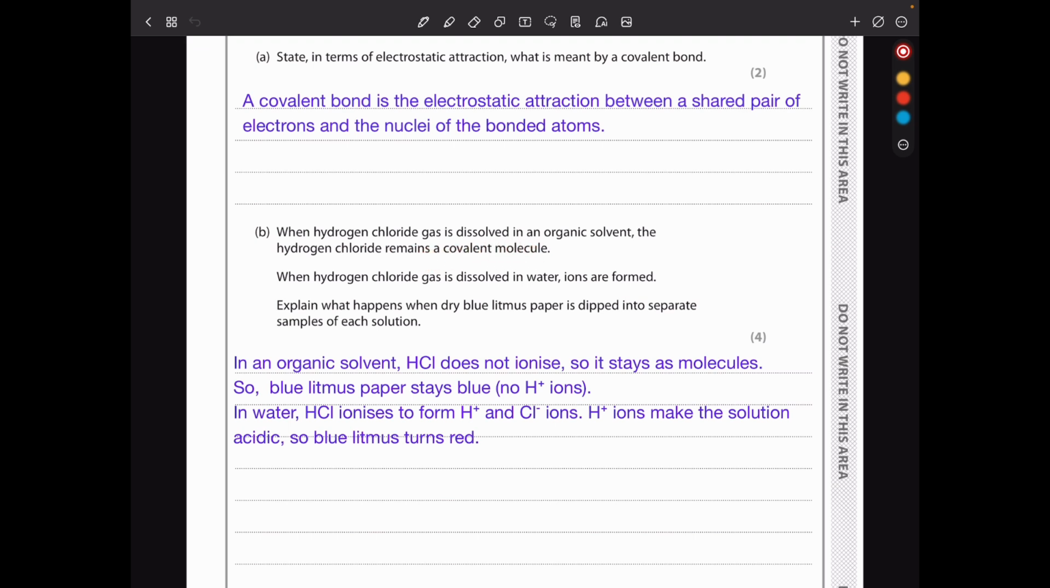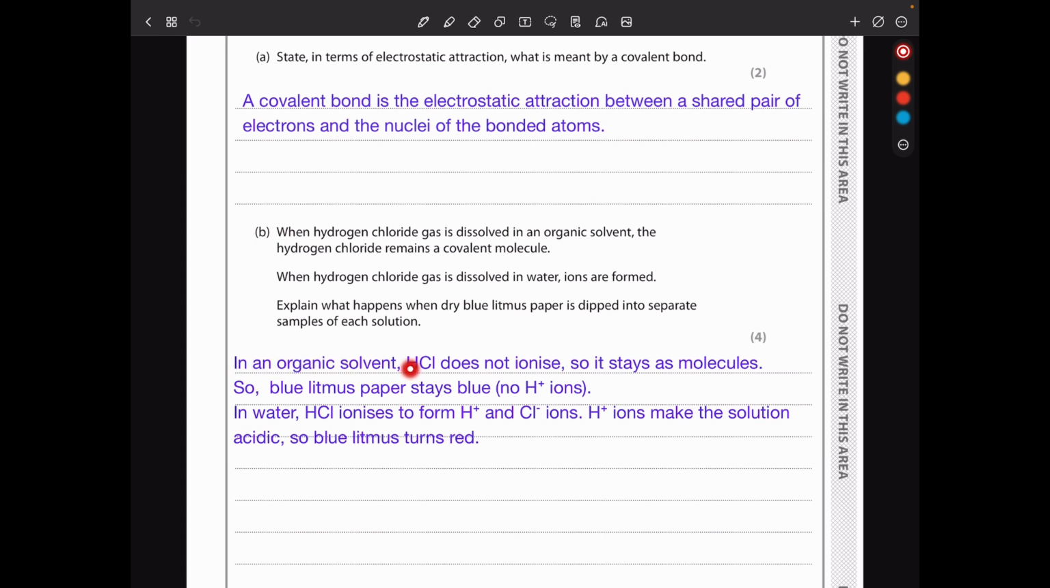Part B, when hydrogen chloride gas is dissolved in an organic solvent, the hydrogen chloride remains a covalent molecule. When hydrogen chloride gas is dissolved in water, ions are formed. Explain what happens when dry blue litmus paper is dipped into separate samples of each solution. So in water, because there is going to be ionization, it means that H+ ions are going to be free, and then the litmus paper, if it was blue litmus paper, is going to become red, and then there will be no observable change in the organic solvent since the hydrogen ions will not be free.